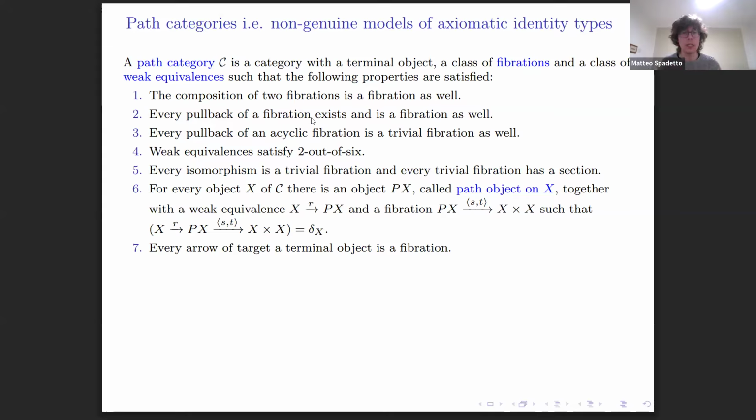A homotopy is a thing that you can always define in a path category, out of the weak equivalences and these path objects. You can define it. It will be an equivalence relation between parallel arrows.